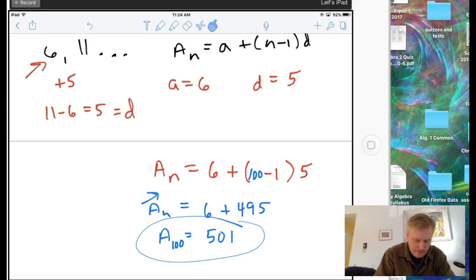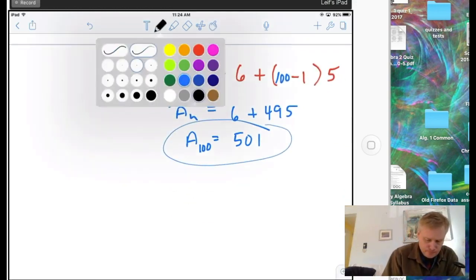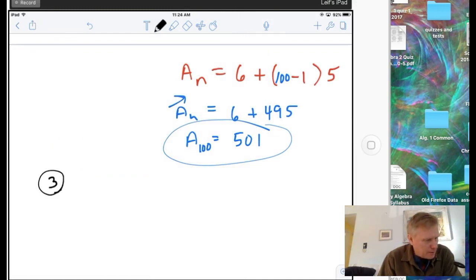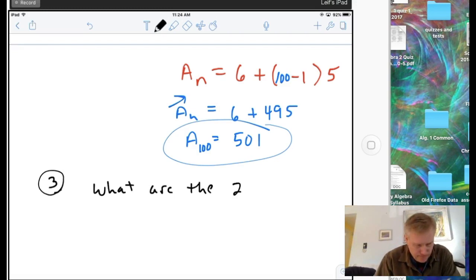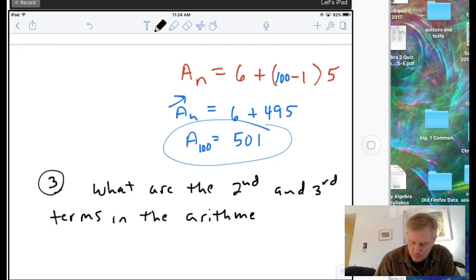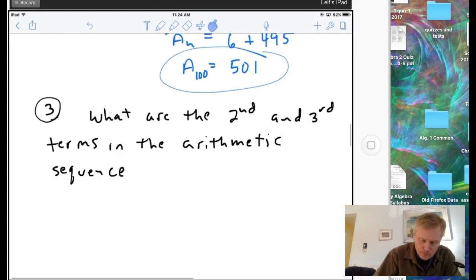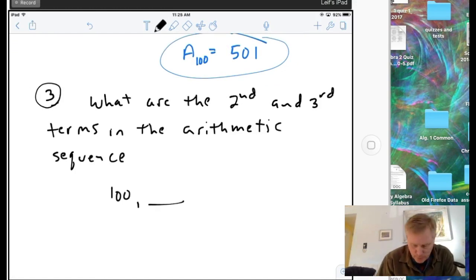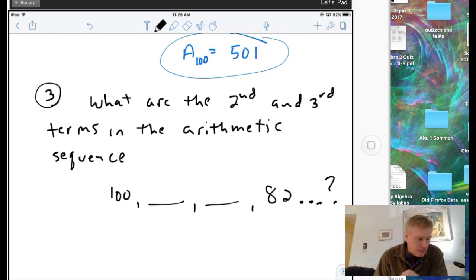All right, number 3. What are the second and third terms in the arithmetic sequence? 100, blank, blank, 82, and the sequence keeps going. Okay.